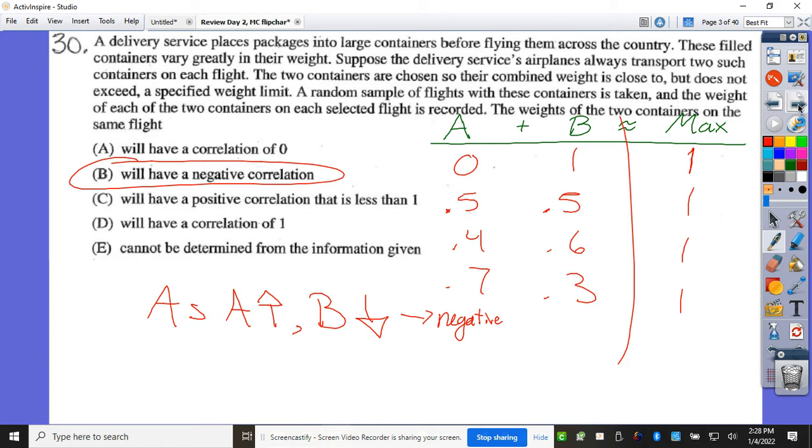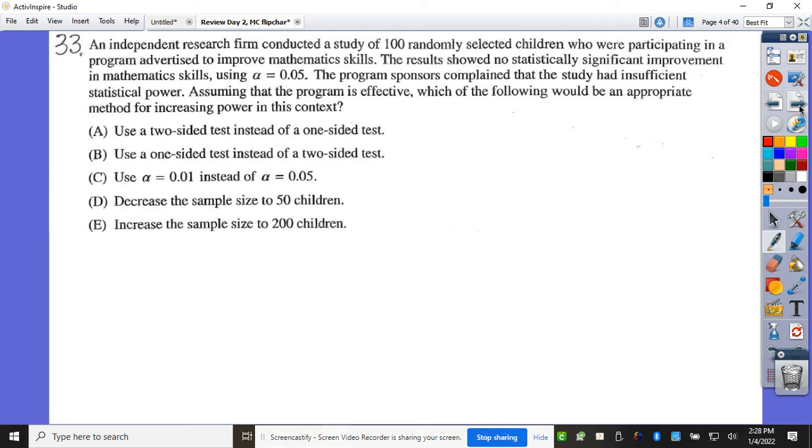All right, so number 33. An independent research firm conducted a study of 100 randomly selected children who are participating in a program advertised to improve mathematics skills. The results showed no statistically significant improvement using alpha equals 0.05. The program sponsors complained that the study had insufficient statistical power.